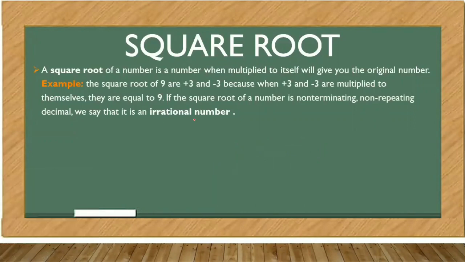Alright? So, if the square root of a number is non-terminating and non-repeating decimal, we say that it is an irrational number. Again, kapag irrational number, ito po yung mga may decimal, kapag mayroong square root na walang perfect square, so that is irrational number. Kapag rational number naman, kapag yung ating square root o yung ating radicand ay perfect square or mamumultiply mo sa sarili niya, it means that is rational number.